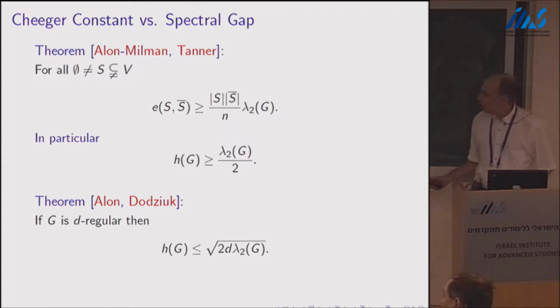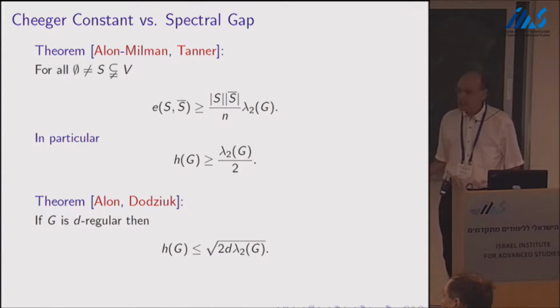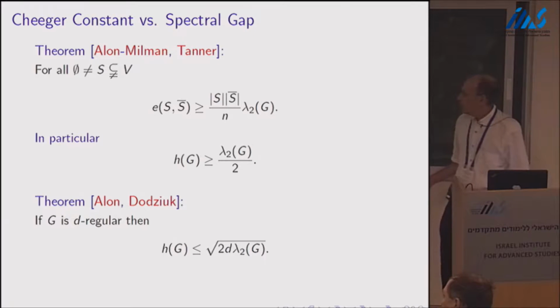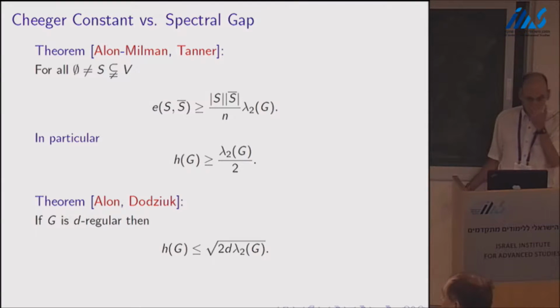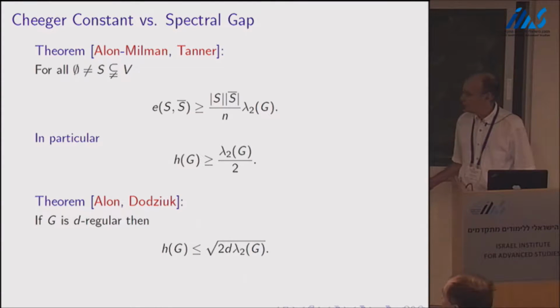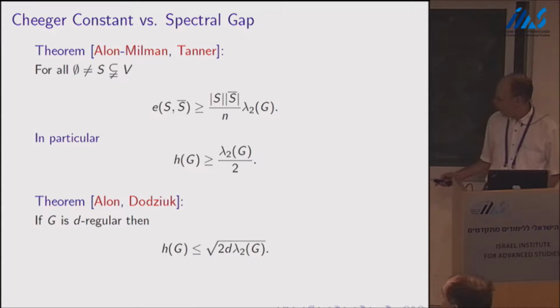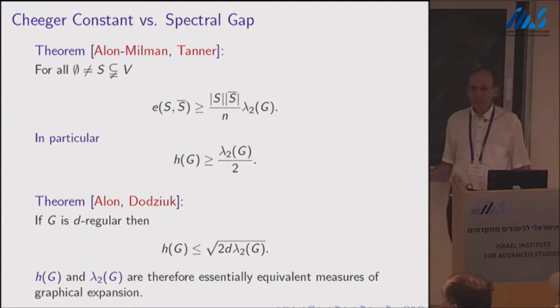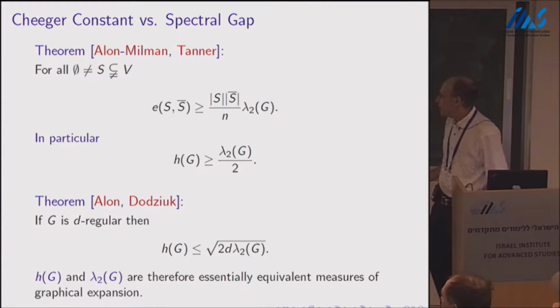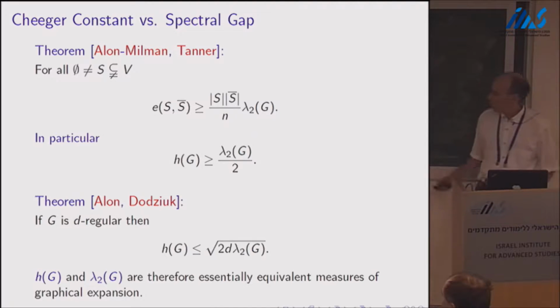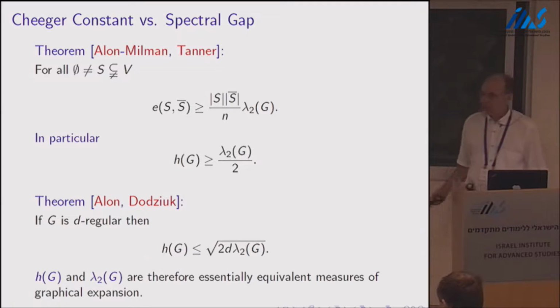On the other hand, Alon and Dodziuk prove that, at least in the d-regular case, h(G), the Cheeger constant, is bounded by the square root of 2d times lambda_2 of G. And while the exact dependence doesn't really matter asymptotically, these two theorems say that if the graph is an expander with respect to the Cheeger constant, it will also have a large spectral gap, and conversely, at least when the degree is fixed.